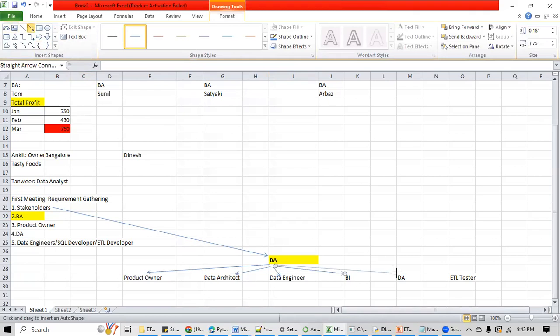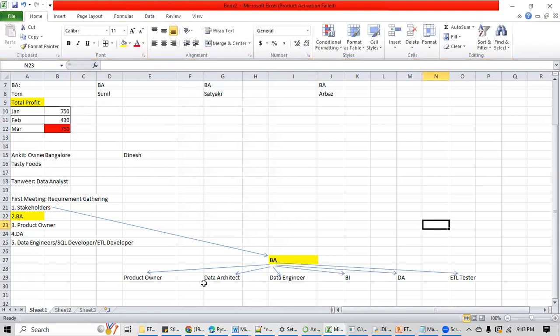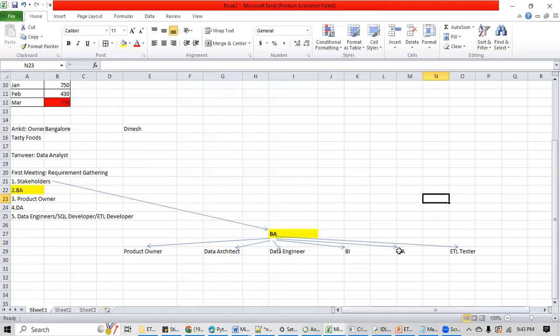Now, this business analyst will schedule a call with the internal team members, maybe the product owner, data architect, data engineer, business intelligence guys, data analyst, and the tester will be there in that call. Okay. And the business analyst will tell them, okay, this I have understood. Now, I will tell you one thing here.